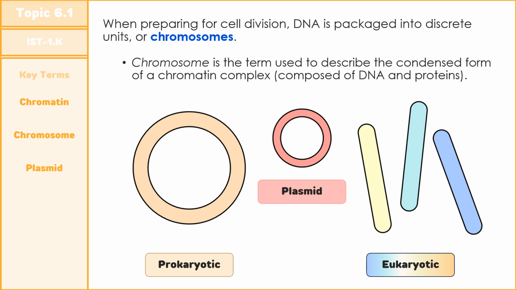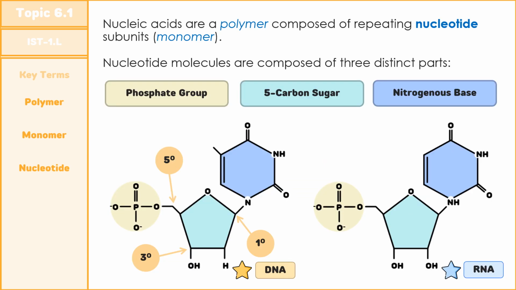So let's zoom in to DNA and RNA a little bit closer. When we talk about nucleic acids, we are talking about a polymer. This is a term you should recall from Unit 1. So polymers are these complexes that are made up of repeating subunits, known as monomers, and with nucleic acids, our monomer is the nucleotide.